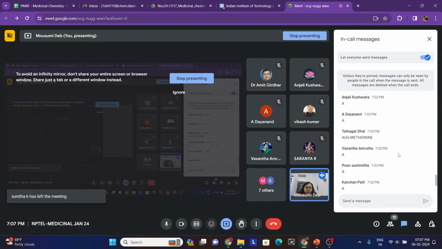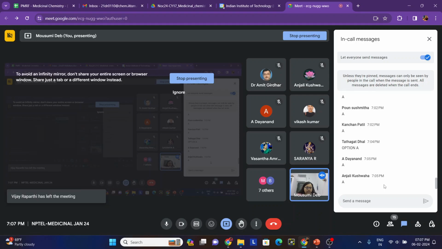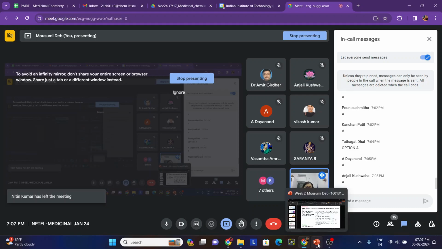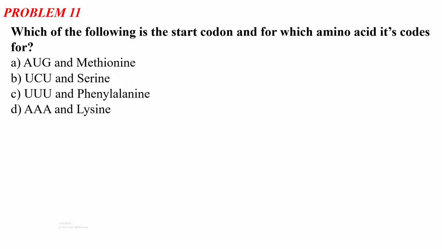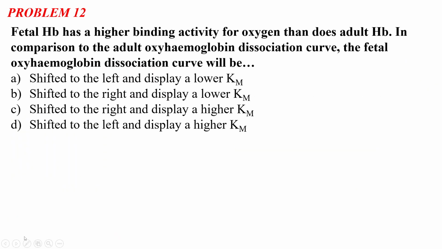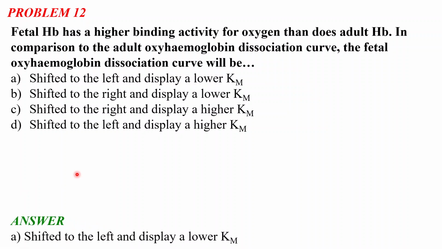Okay, so option A is, I think, the most given answer, and a few of you have answered it. Okay, let us discuss. The correct answer is, yes, option A. It will shift to the left and display lower Km. So, now let us discuss the first point.